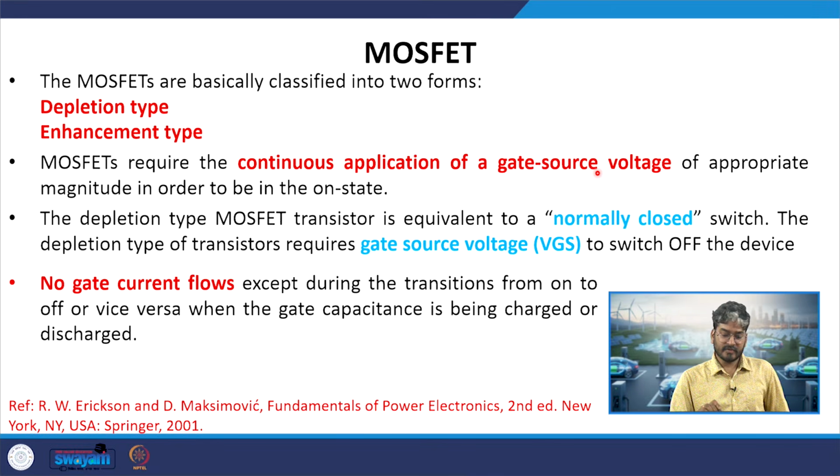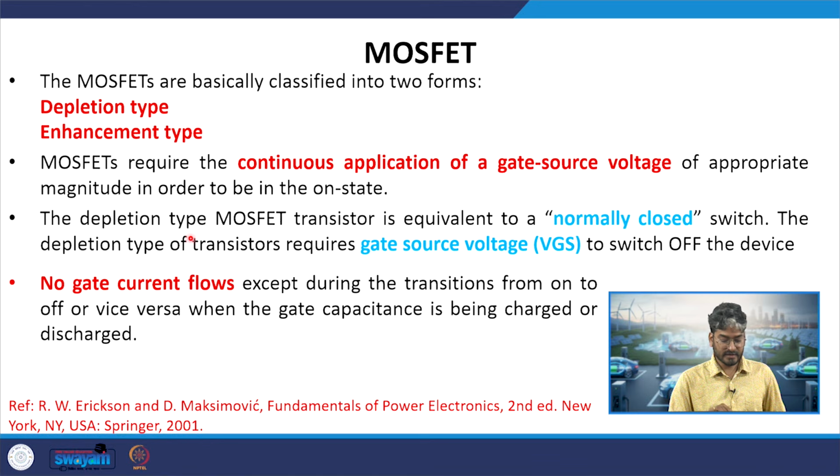So here, there are two different types of MOSFETs. One is the depletion type, the other is the enhancement type. MOSFETs require continuous gate to source voltage to remain in the on state. As I said, these are non-latching type devices, so we require a continuous control signal to maintain the state. So how are the depletion type and enhancement type different from each other? The nature of their operation.